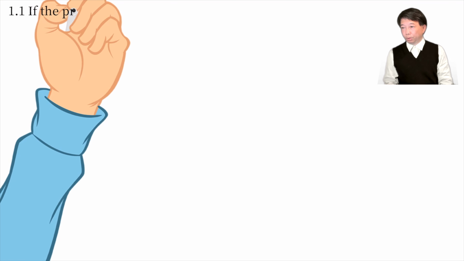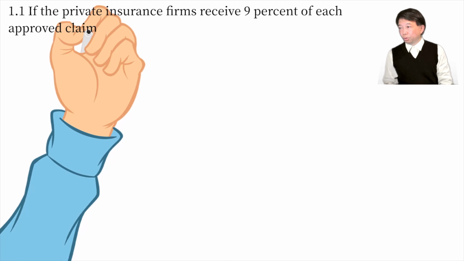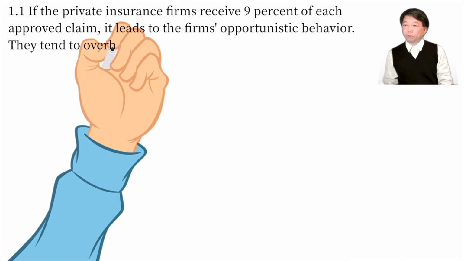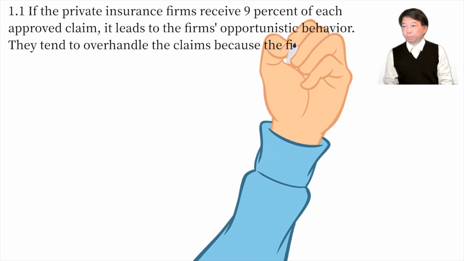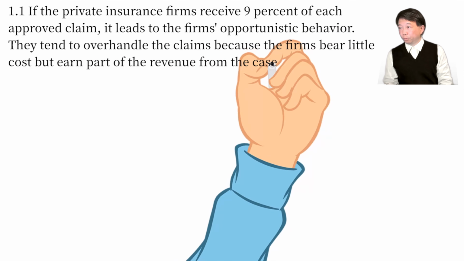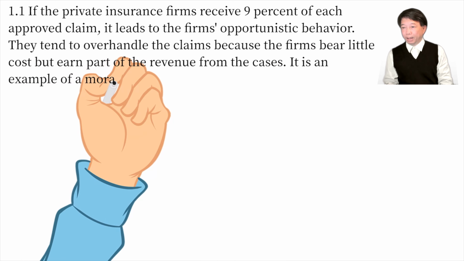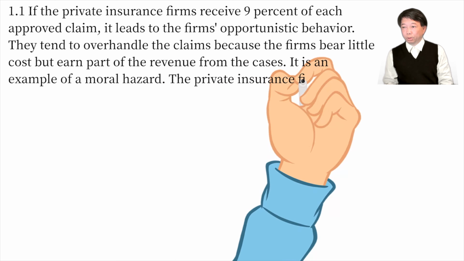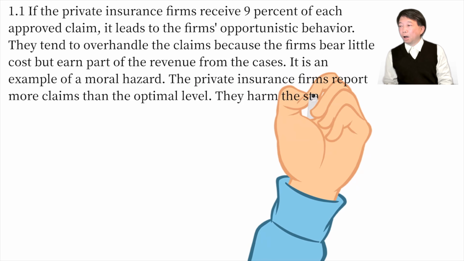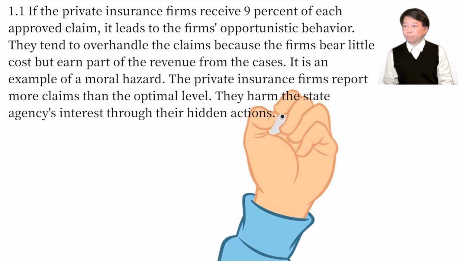If the private insurance firms receive 9% of each approved claim, it leads to the firm's opportunistic behavior. They tend to overhandle the claims because the firms bear little cost but earn part of the revenue from the cases. It is an example of moral hazard. The private insurance firms report more claims than the optimal level. They harm the state agency's interest through their hidden actions.